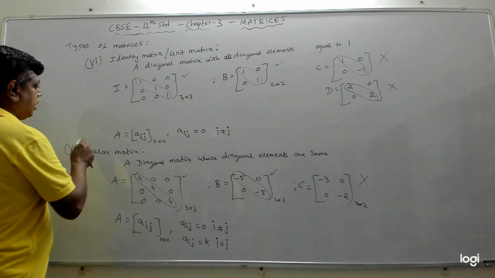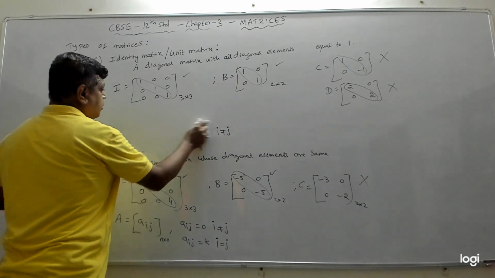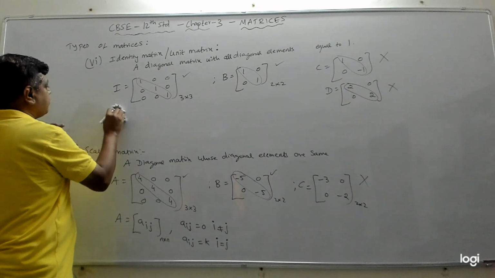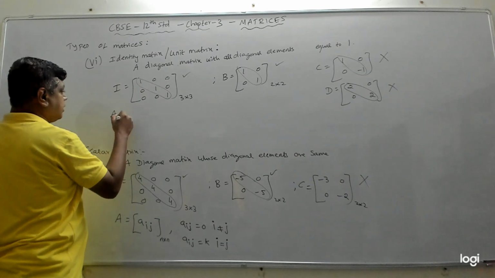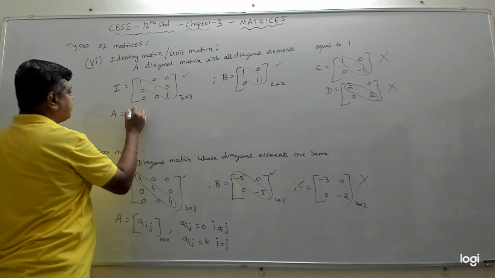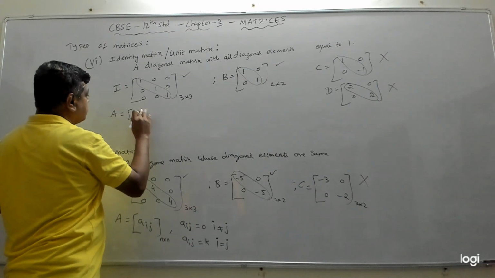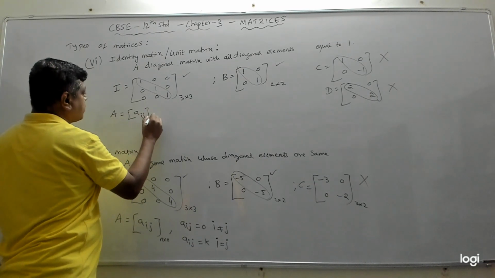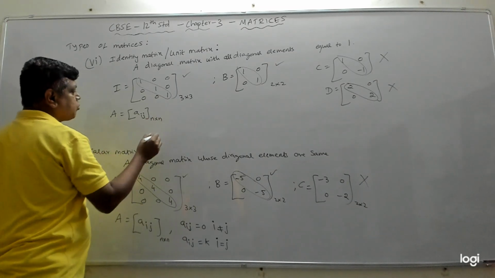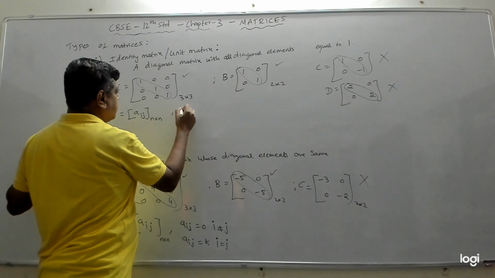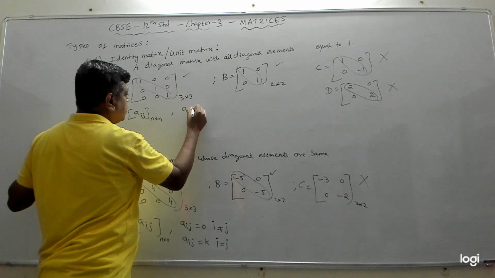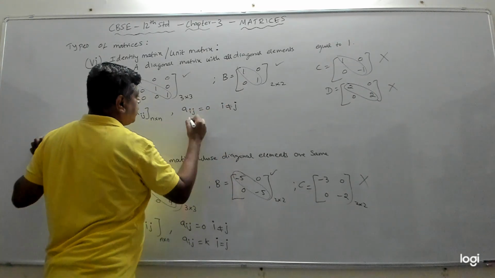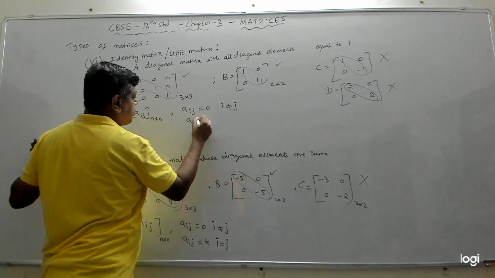Okay. So in general, how do we define this mathematically? We will say A is an identity matrix if it is of the form Aij of order n cross n, because it has to be a square matrix, such that Aij should be equal to 0 whenever i is not equal to j, and Aij should be equal to 1.